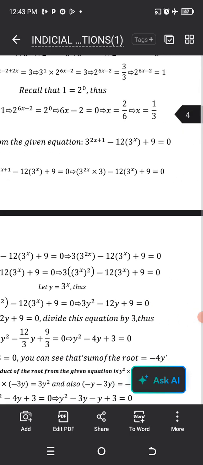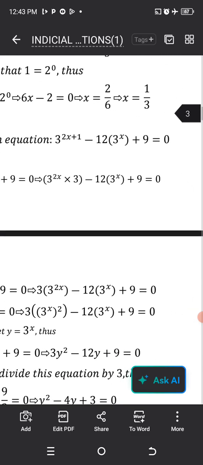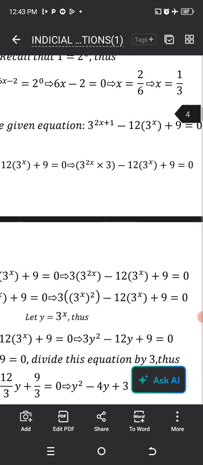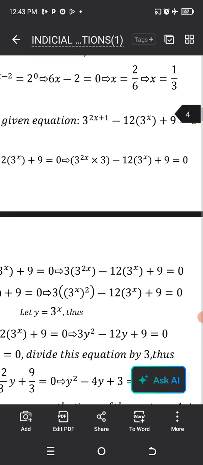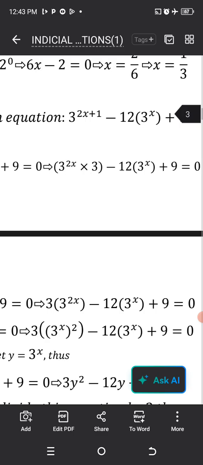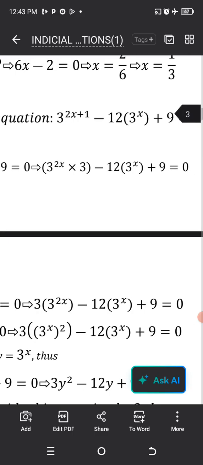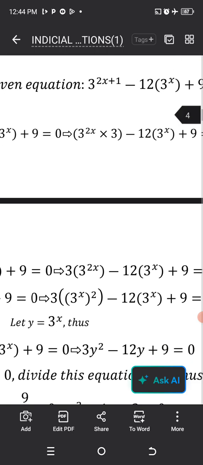It's just simple. Let me go to the implication sign directly, because the left hand side is just a repetition of the question given. From the implication side here, you can see that applying the multiplication rules of indices to that expression, 3 raised to power 2x plus 1 is the same thing as 3 raised to power 2x multiplied by 3. So minus 12 inside parentheses 3 raised to power x, plus 9 equals 0.